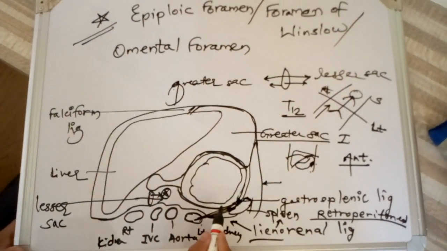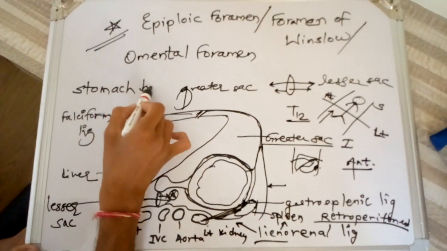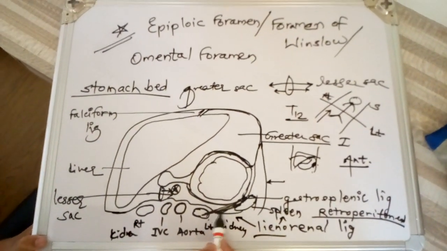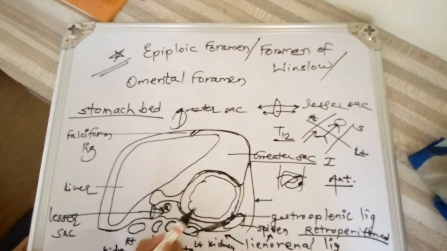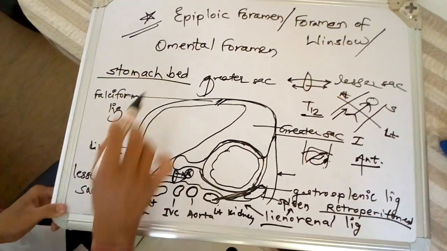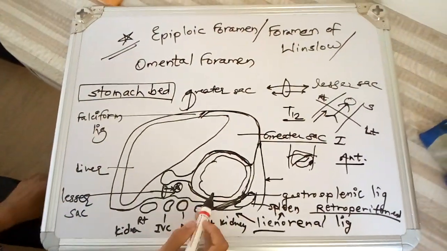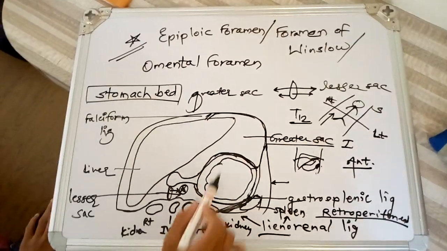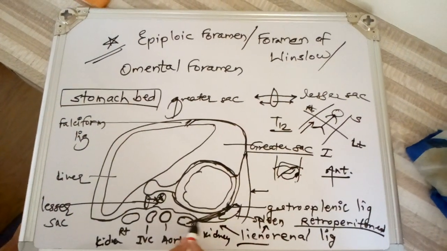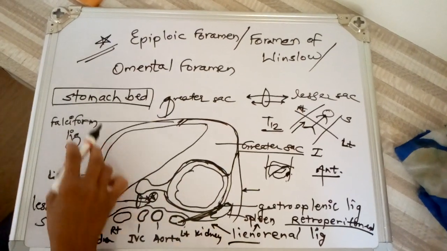So when we consider the stomach bed, we say that the spleen is separated by the lesser sac, not the greater sac, and so we do not consider the spleen as part of the stomach bed, because the organs constituting the stomach bed are separated from the stomach by the greater sac. As the spleen is separated by the lesser sac, it is not considered part of the stomach bed.